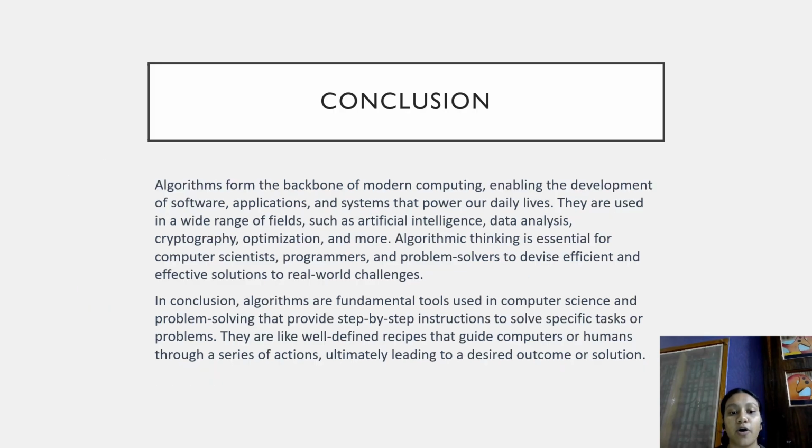Conclusion. Algorithms form the backbone of modern computing, enabling the development of software, applications, and systems that power our daily lives. They are used in wide range of fields such as artificial intelligence, data analysis, cryptography, optimization, and more. Algorithmic thinking is essential for computer scientists, programmers, and problem solvers to devise effective and efficient solutions to real-world challenges.